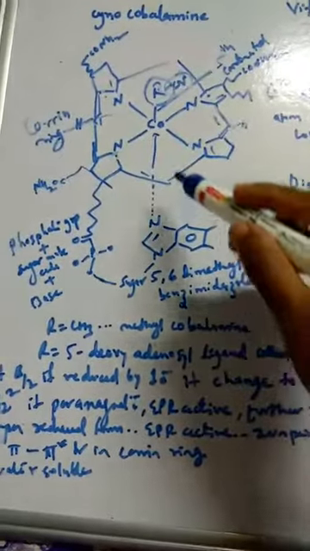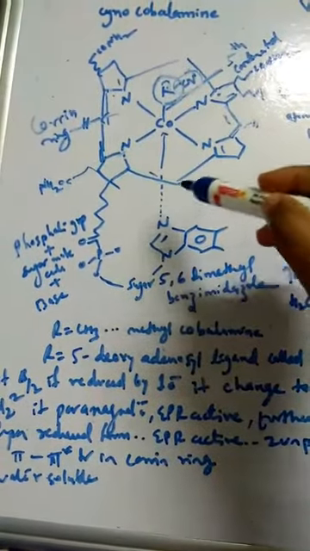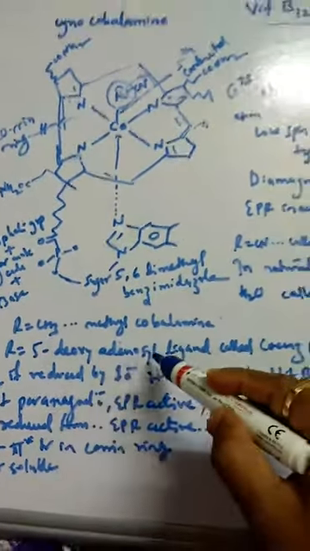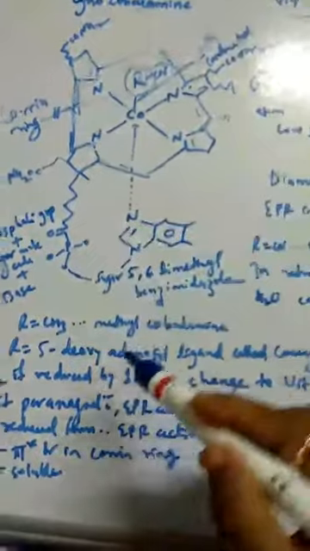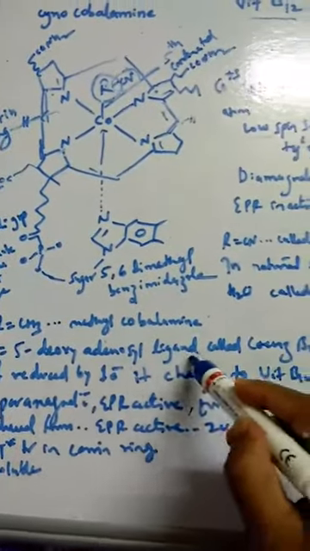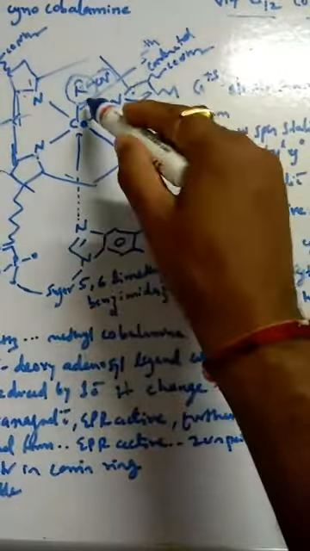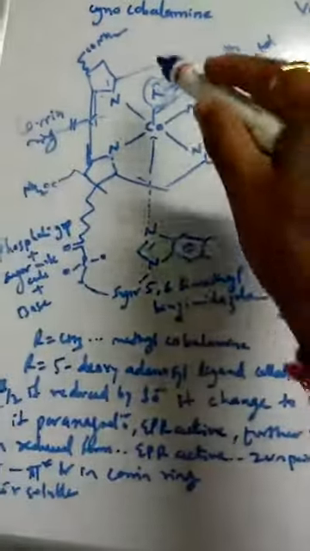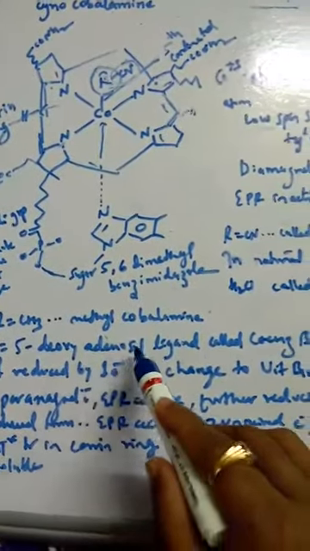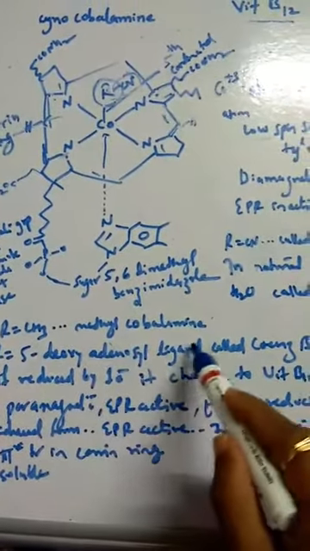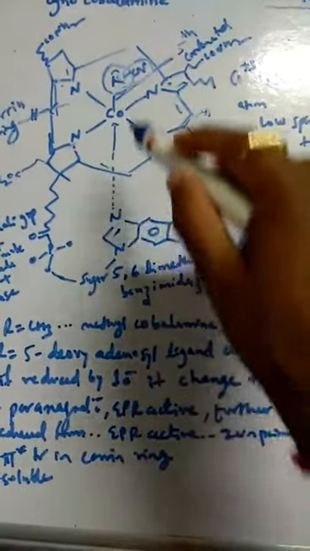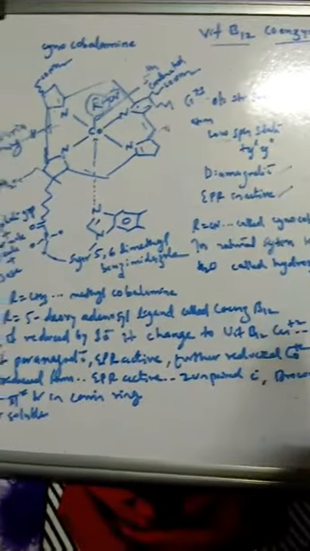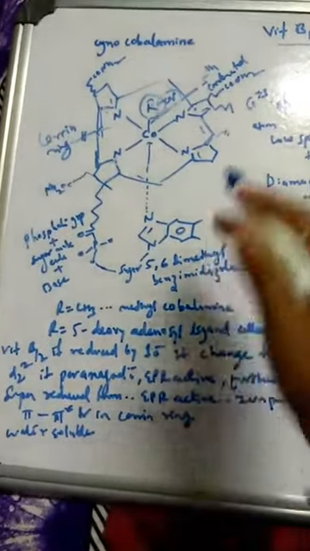And if at the fifth position R is substituted with the 5-deoxyadenosine ligand, it is called coenzyme B12. So it depends on this. Now what are we studying? Vitamin B12 coenzyme. It becomes a coenzyme when R is substituted by the 5-deoxyadenosine ligand. Remember this 5-deoxyadenosine ligand. If we substitute this, it becomes coenzyme B12.